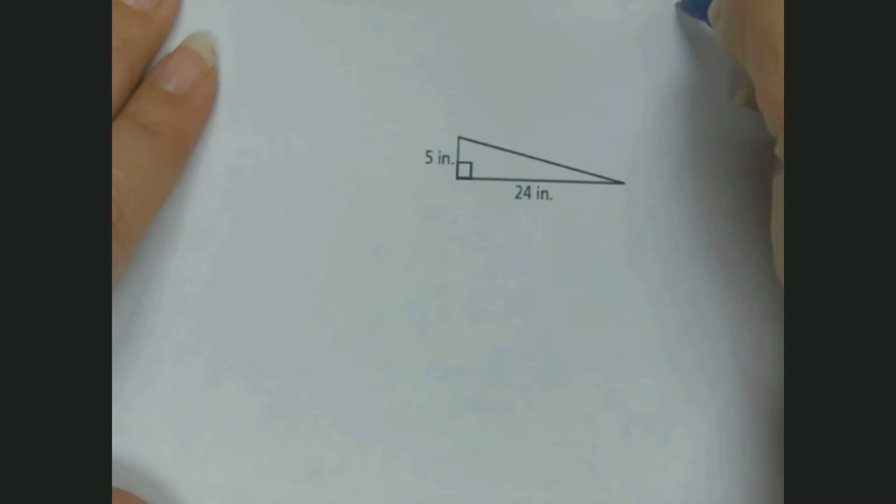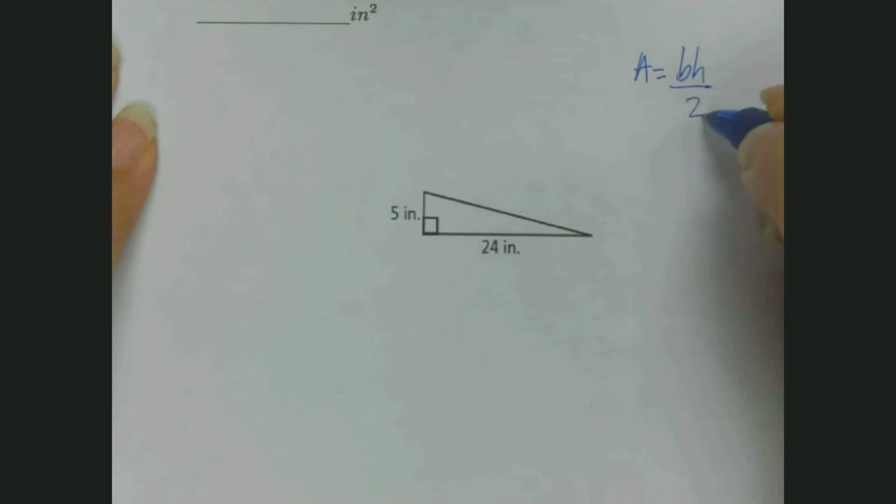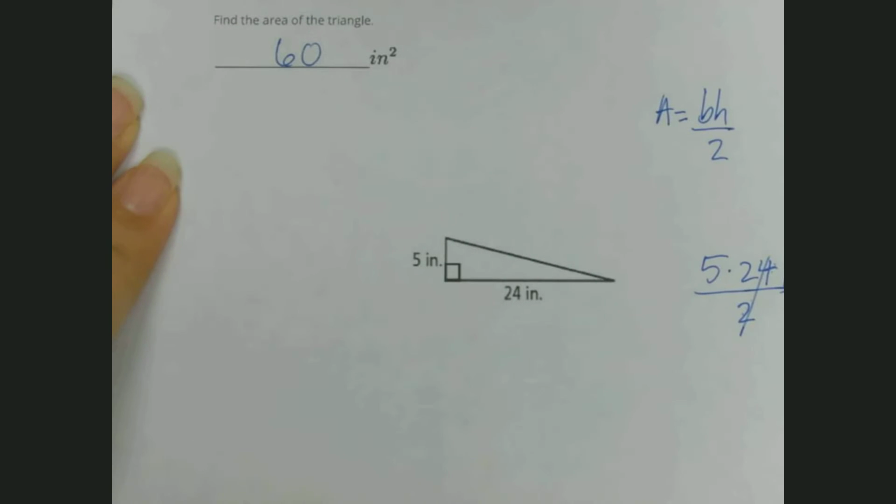Okay, moving on to question 4, another triangle. Area equals base times height divided by 2. My base is 5. My height is 24. Divided by 2. I'm actually going to do this 24 divided by 2 now. I know that 24 divided by 2 is 12. So I can just do 5 times 12, which equals 60 inches squared. And that is my answer.